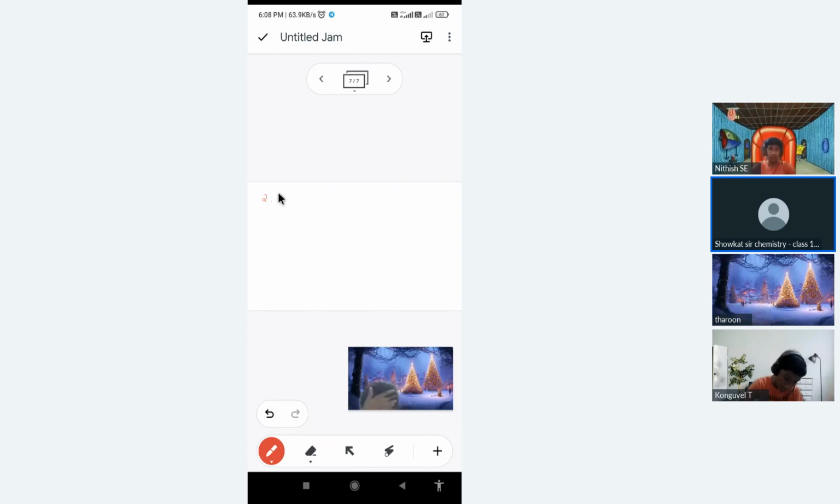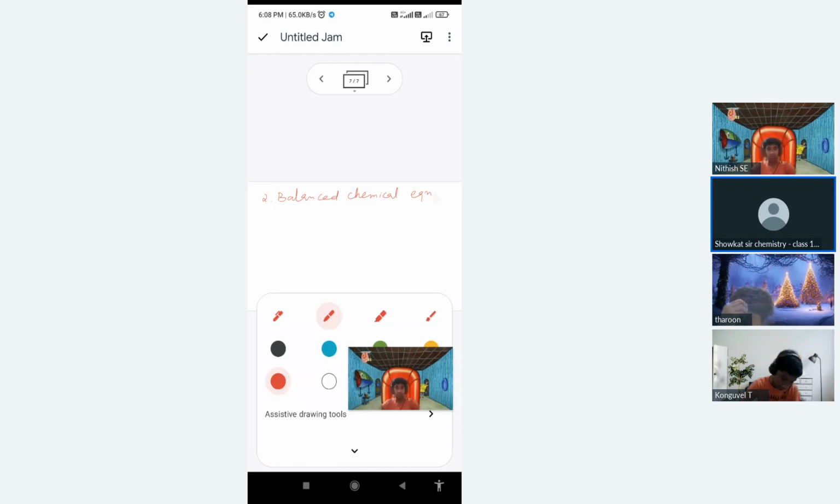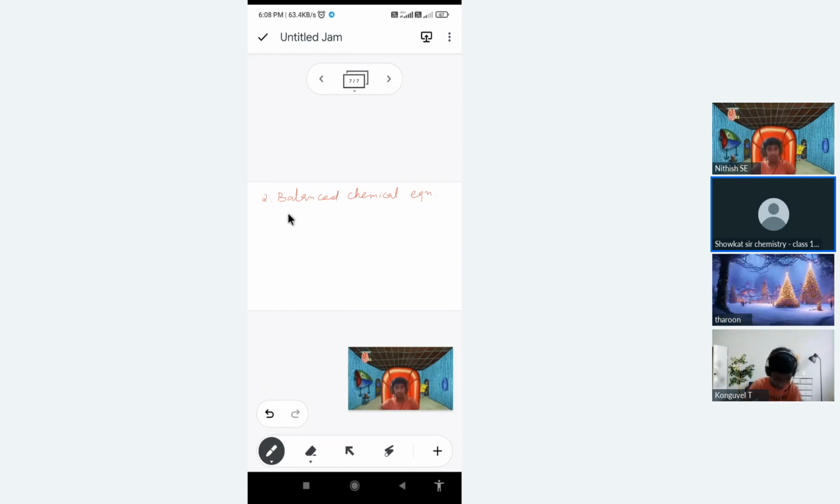So first, let's see what balanced chemical equations are, so that we can balance the previous equation. We will learn how to balance. A balanced chemical equation is one in which the number of atoms of all the reactants is equal to the number of atoms on the product side, right? Exactly. For example, let's say magnesium plus oxygen.